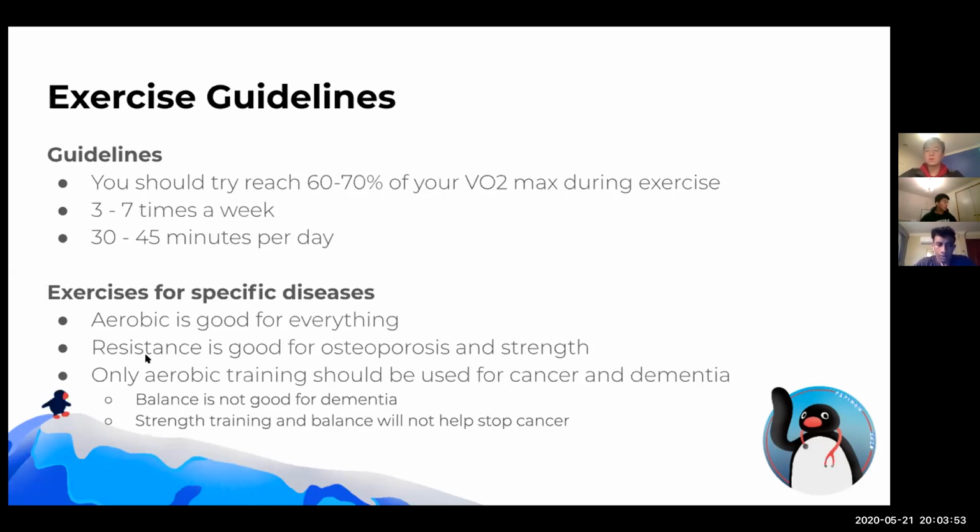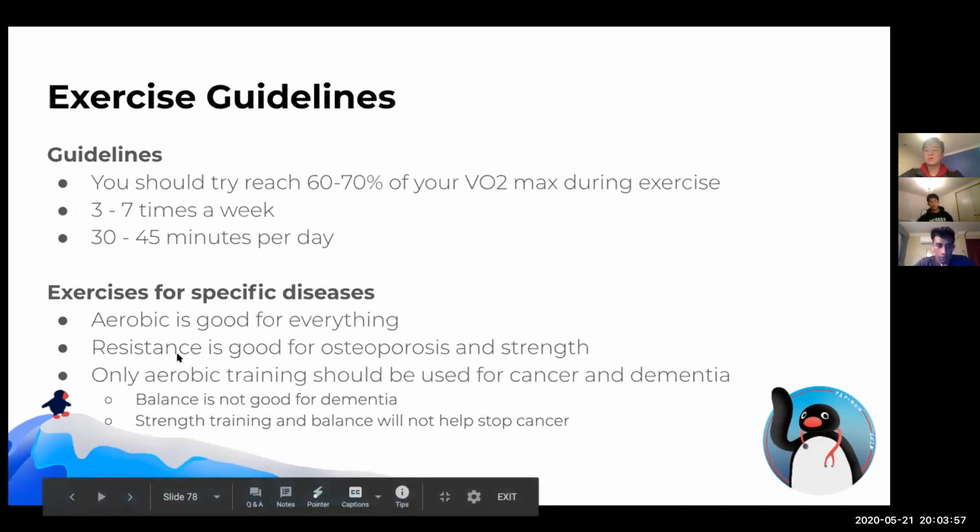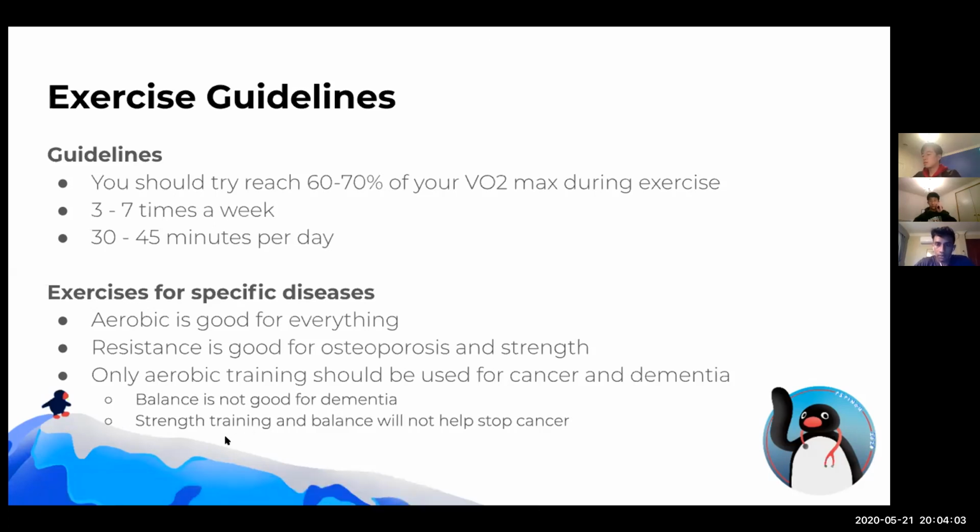Resistance is good for osteoporosis and strength. And for cancer, only aerobic exercise should be used, and not balance and strength training. Are there any questions?